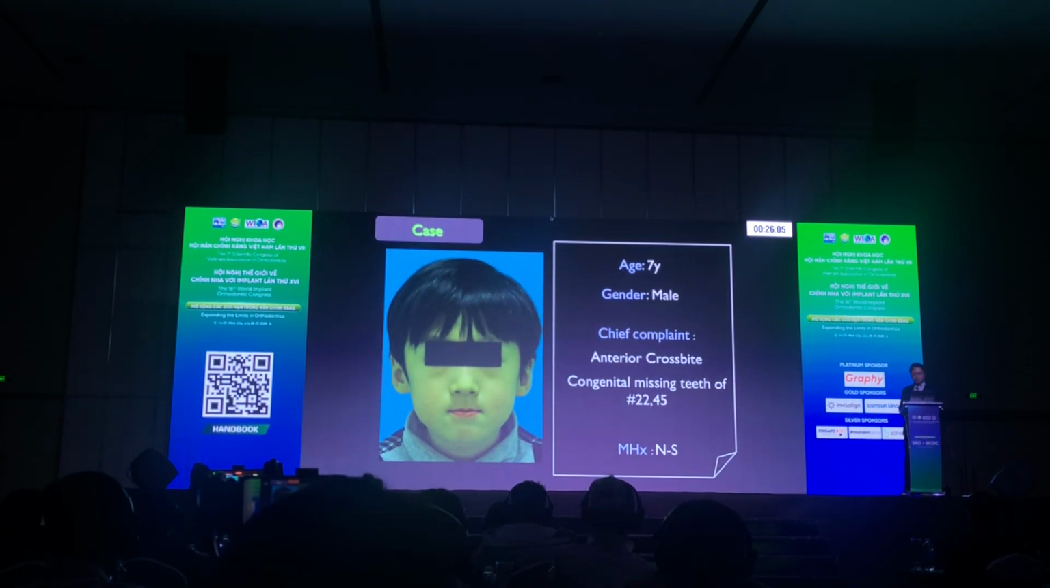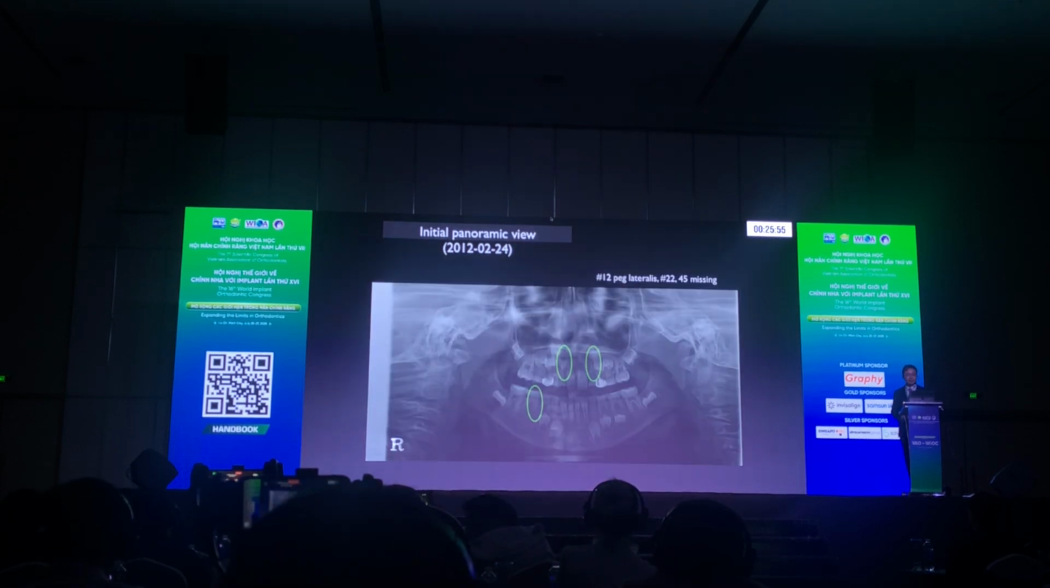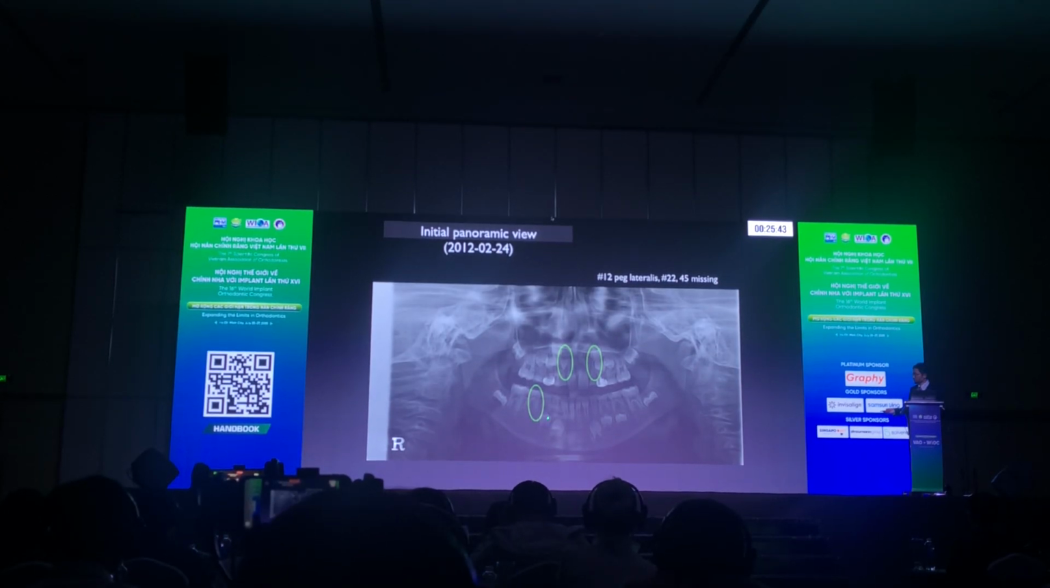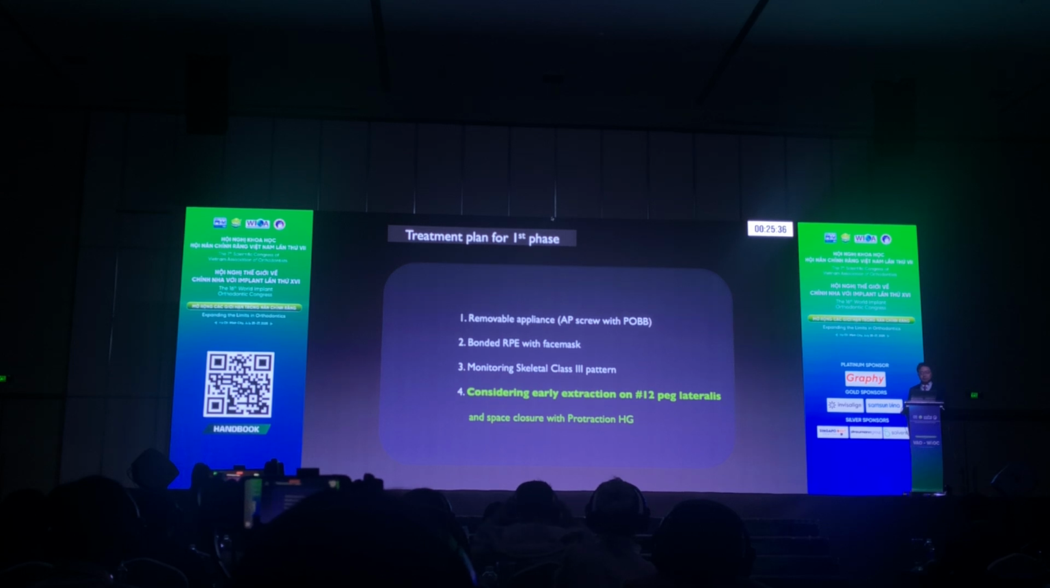And this case is also similar, a 7-year-old boy, and he also complained about anterior crossbite. We can see two teeth missing, upper laterals, and also he had pegs on the right side. Pegs and missing teeth always come together, and there's one more missing premolar. So he had a class 3 tendency, and we planned for a removable appliance and face mask. Then we are monitoring the patient's mandibular growth.